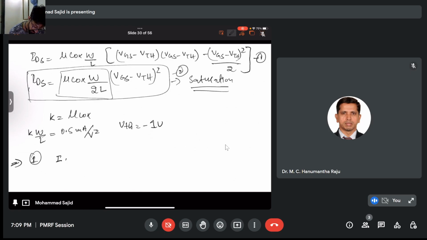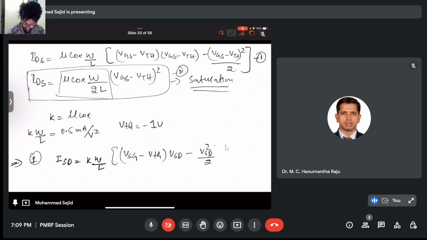Since it's a PMOS, we'll write ISD is equal to K W by L, which is (VSG minus VTH) VSD minus VSD square by 2, right?